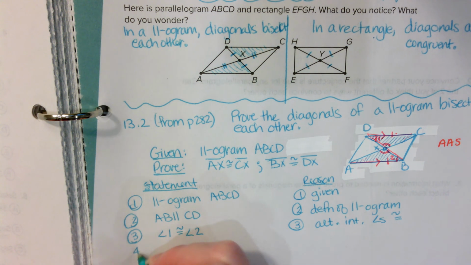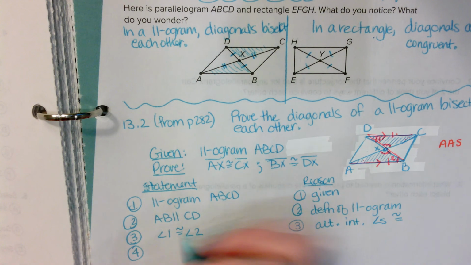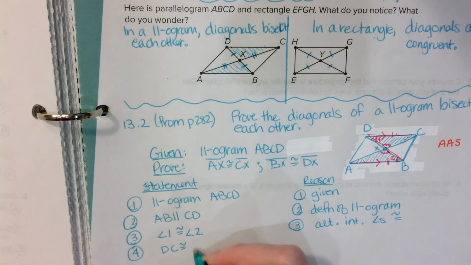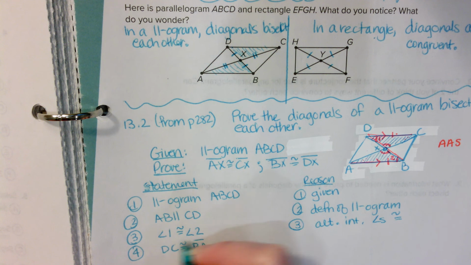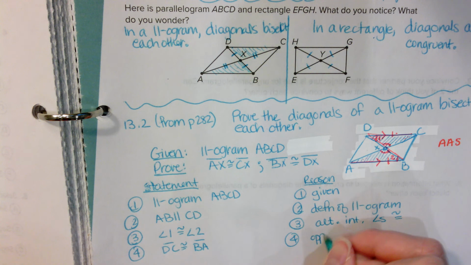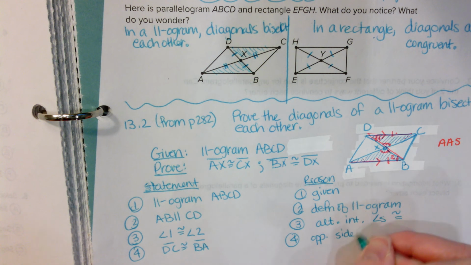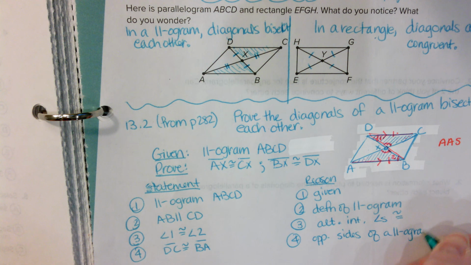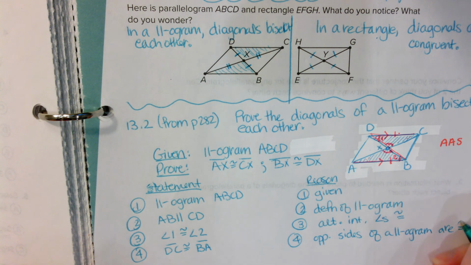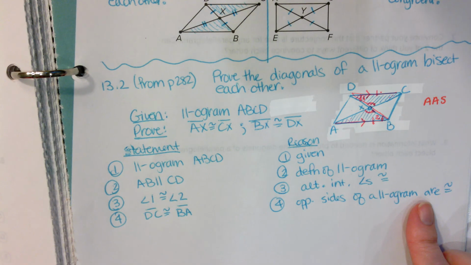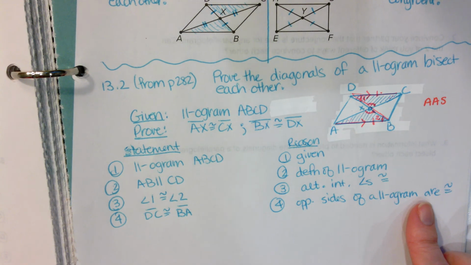I also said that my opposite sides are congruent because it's a parallelogram. So let's get that in there. So now I'm going to say DC congruent to BA, keeping corresponding parts in the same spot. And that's because opposite sides of a parallelogram are congruent. And remember, you have an entire proof for this. I forget what page it is now, but that was in lesson 7 of our workbook.